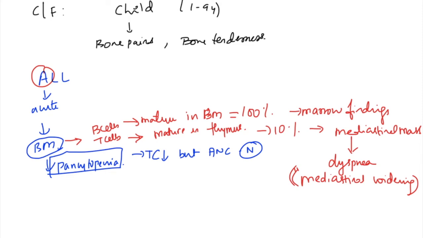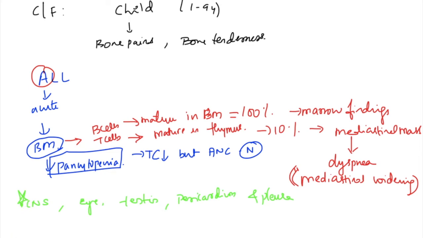Next, these immature cells have a propensity to metastasize to the CNS, basically the brain and eye, or they can go to the testes. So these are some things that are important to remember in ALL. They can also go to the pericardium and pleura. So this is something to be remembered.